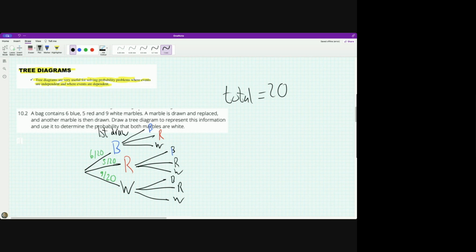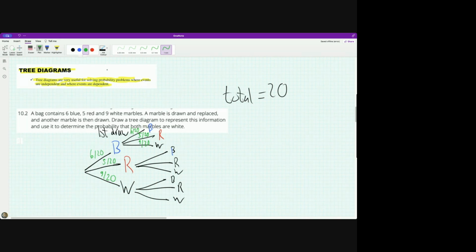Now, when I look at the branches of my tree, because I put the marble back in, this is still going to be 6 out of 20. This is still going to be 5 out of 20. This is still going to be 9 out of 20. Give me a thumbs up if you understand why the branches still have the same probability. Okay, so I've lost some of you.